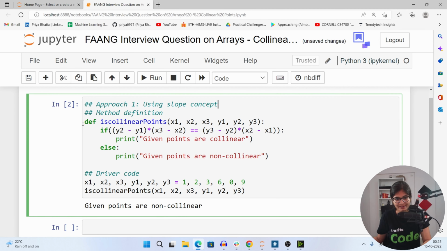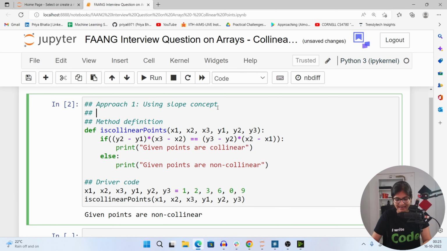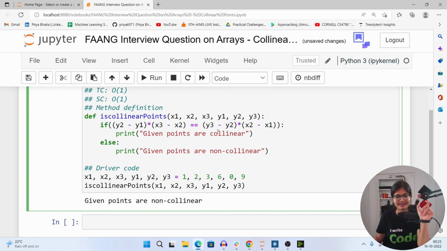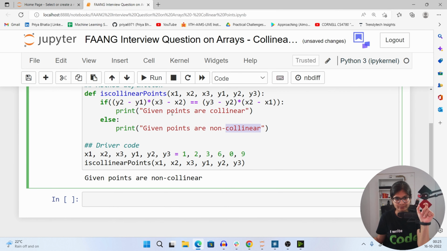And even if I talk about the time complexity here, I am not using any kind of loop, correct? So the time complexity is constant. Even for the space complexity, because I am not using any extra space, it's constant. So just with the help of the slope concept, we will be able to get an idea whether the points are collinear or non-collinear.